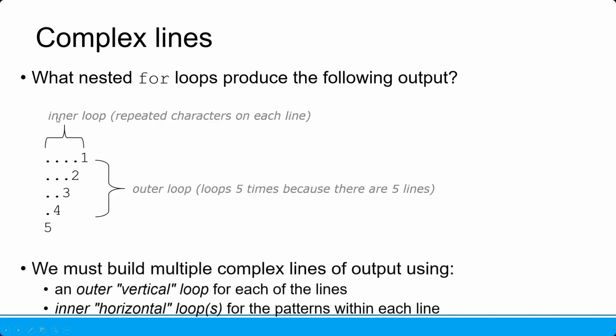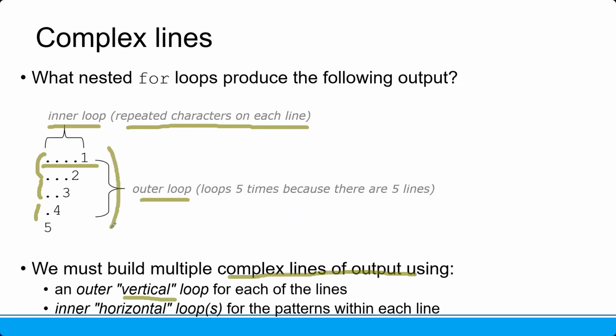So I give you the solution. Okay. So this is the inner loop. Please remember that when you want to print its line, it means this is the inner loop. If you want to print to the next line, it means it is the outer loop. So we must build multiple complex lines of the output using the vertical loop. So the vertical loop, we need to understand, or the outer loop, and we need to also look at the horizontal loop or the inner loop.